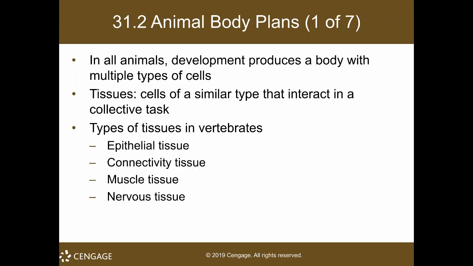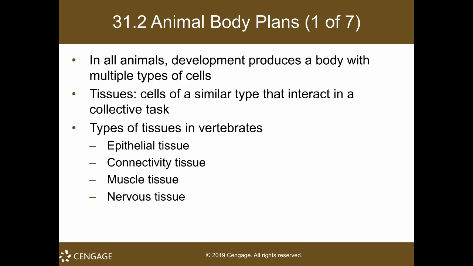So the animal body plan. In animals, development produces a body with multiple types of cells. As you can see, animals are multicellular organisms, and you have different types of cells. Each of them has its own specific function. So tissues are cells of a similar type that interact in a collective task.